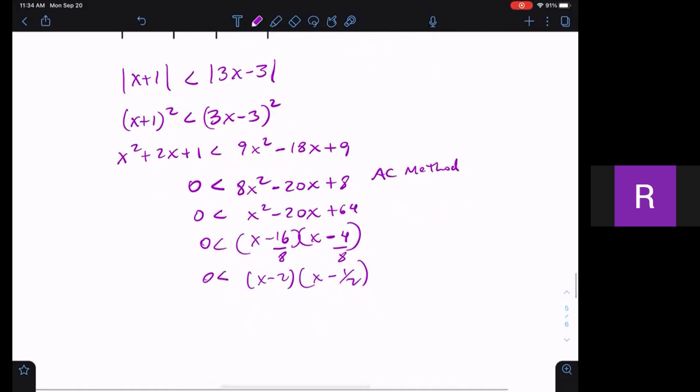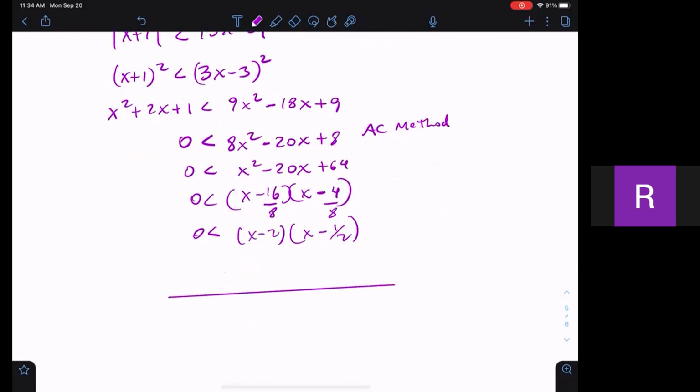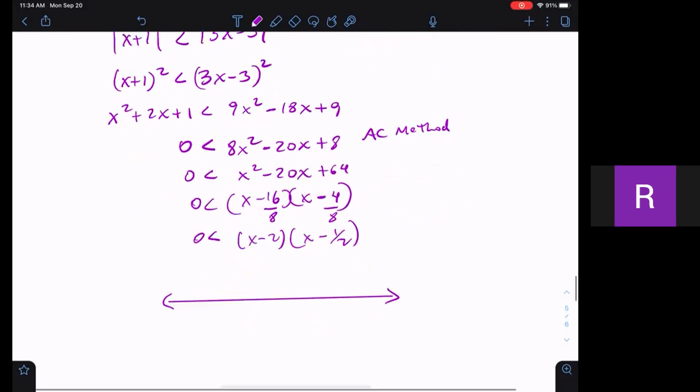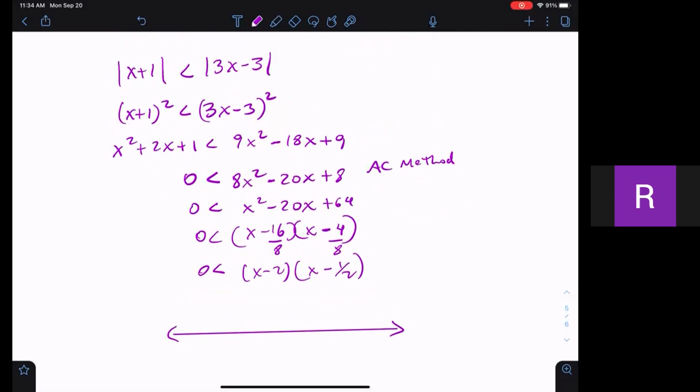So this is 0, right? So now you do the number line, and now you need to do this point test. So if you solve for 0, this will be 1/2 here, and this will be 2, right? Now we want values greater than 0. In other words, we want positive values, right?